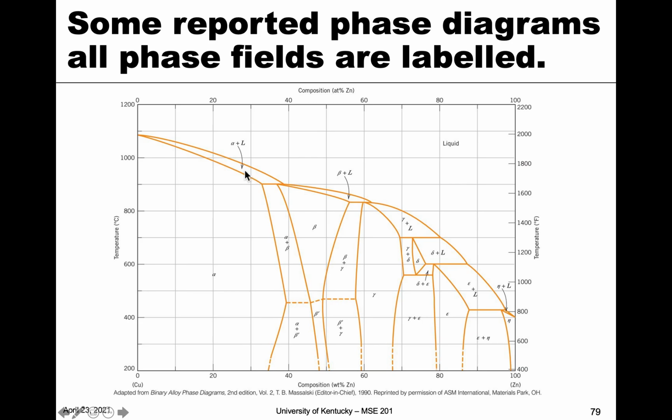Even these small ones, like this little tiny one over here and this one here, even they're labeled, but they're so small that they may have to use arrows to indicate where they're at. Right? So everything is labeled. So you know that if you're in this region, it's liquid, alpha, beta, beta plus gamma, right? So we know all of the regions.